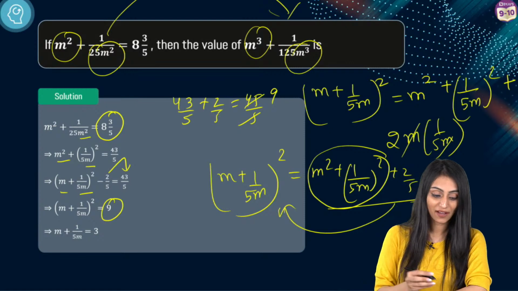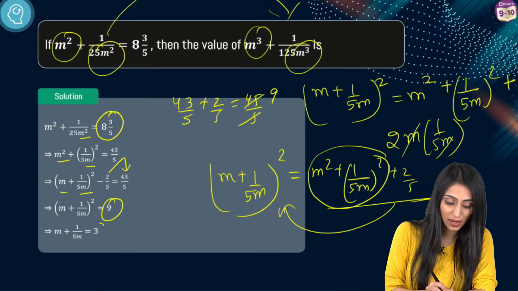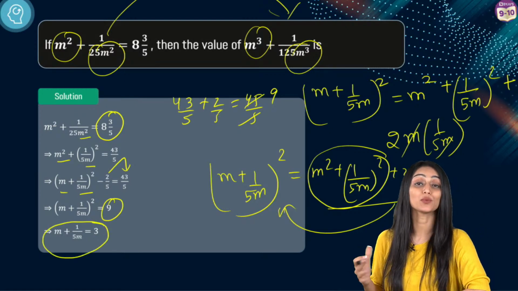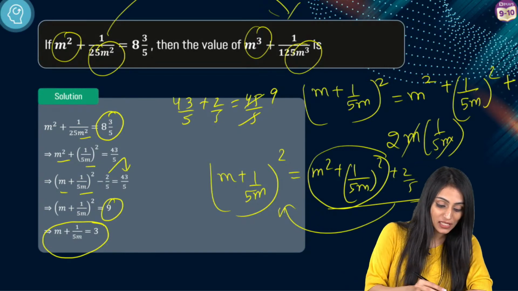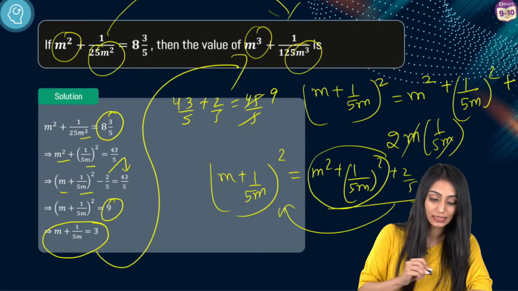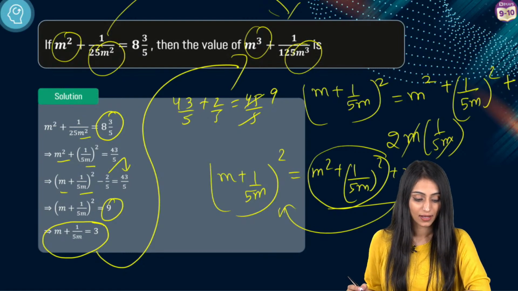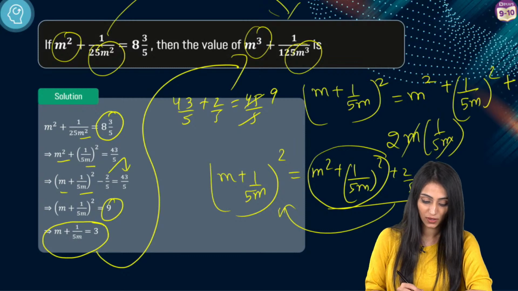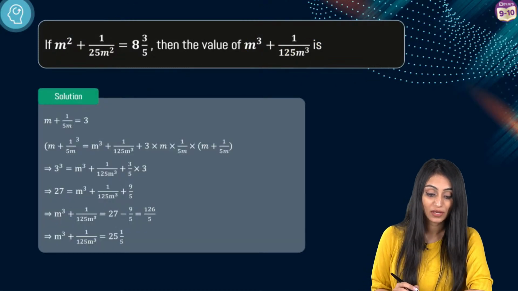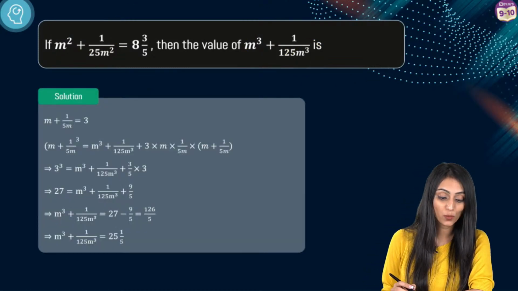Alright. So what we have here is, if I take the square to the other side, m plus 1 by 5m is going to be equal to 3. Now it will be easier for us to go from this equation to this equation. Right. Alright. So now I need the value of m cube plus 1 upon 125 m cube.